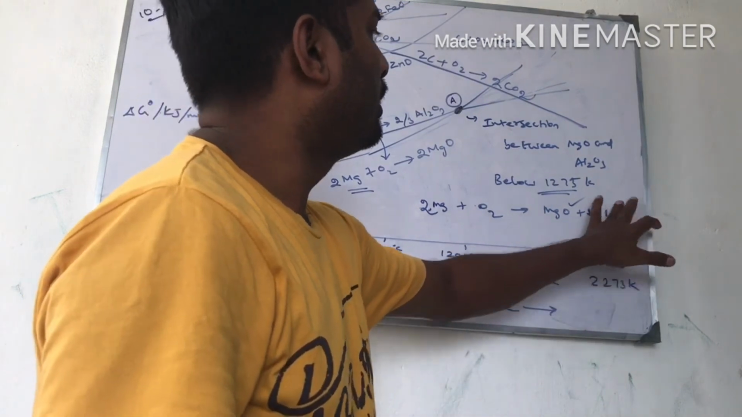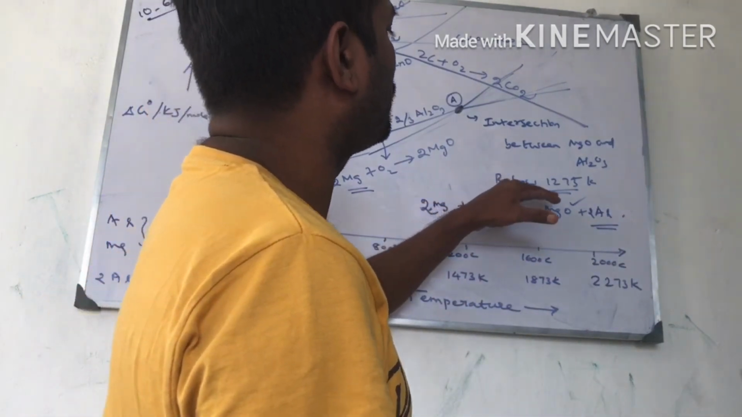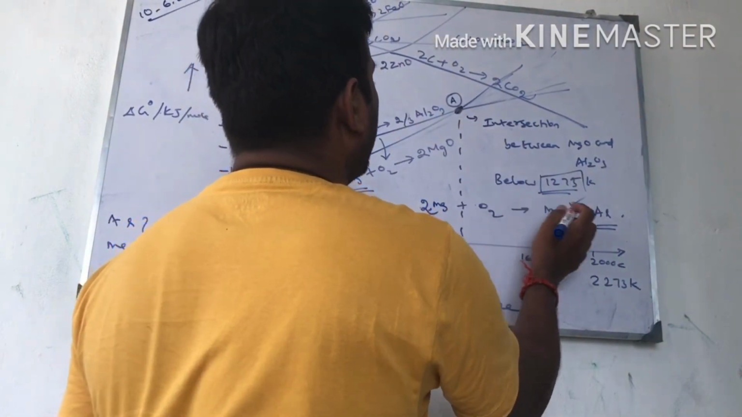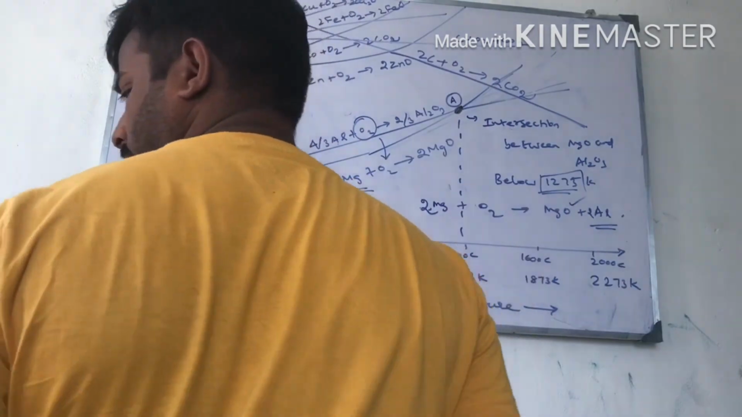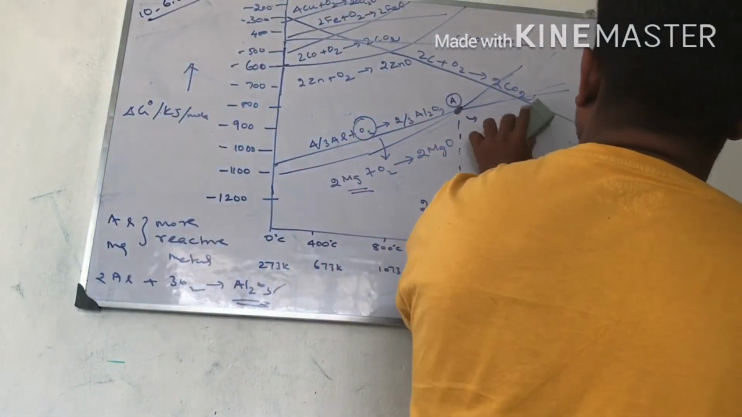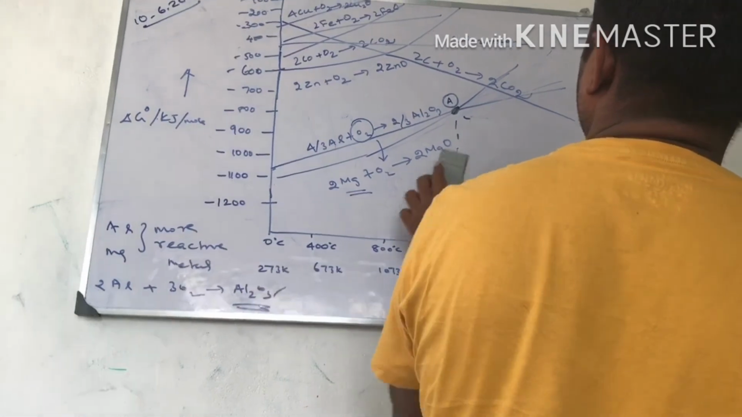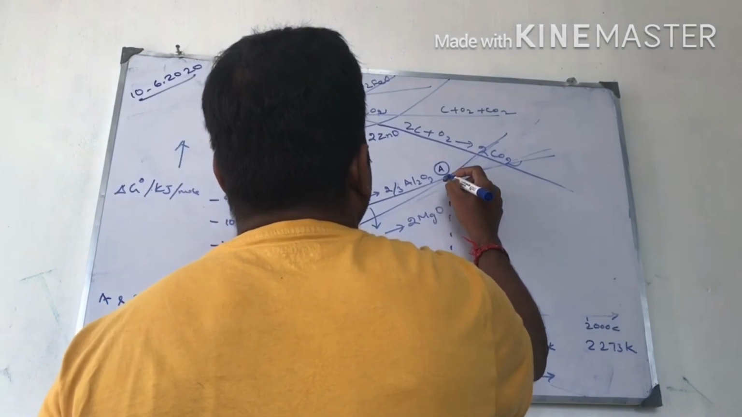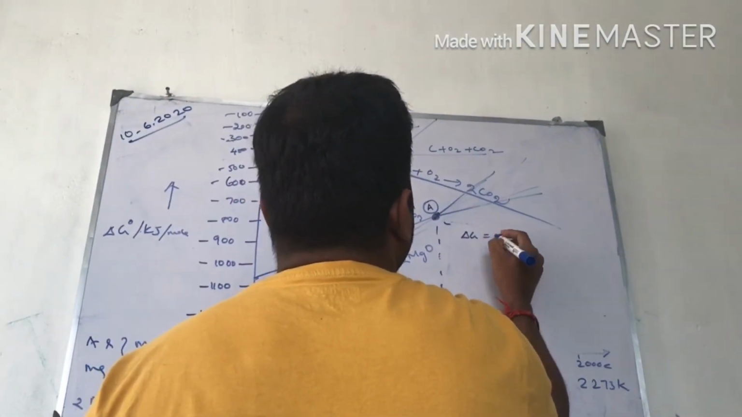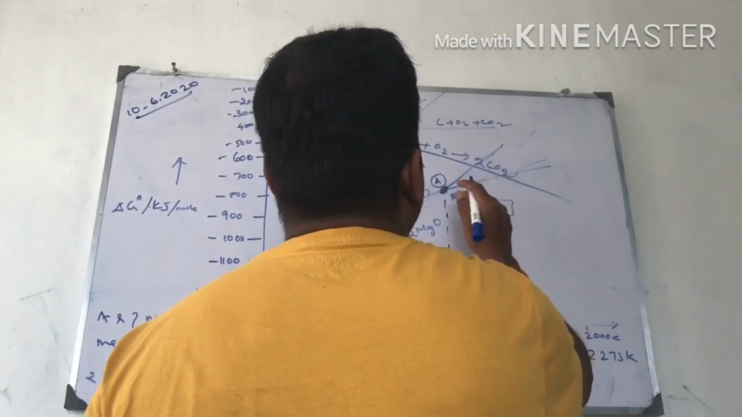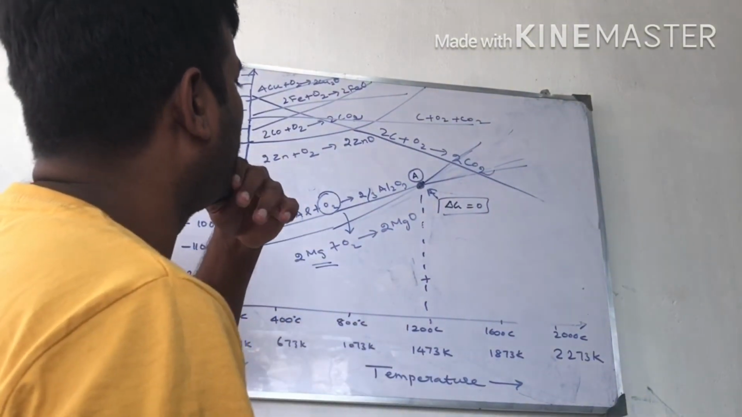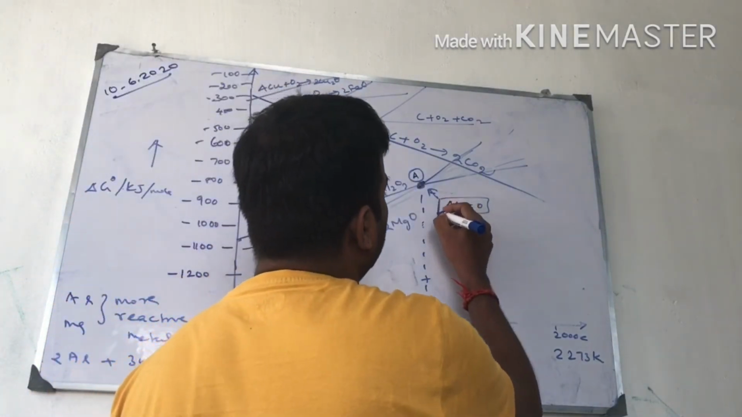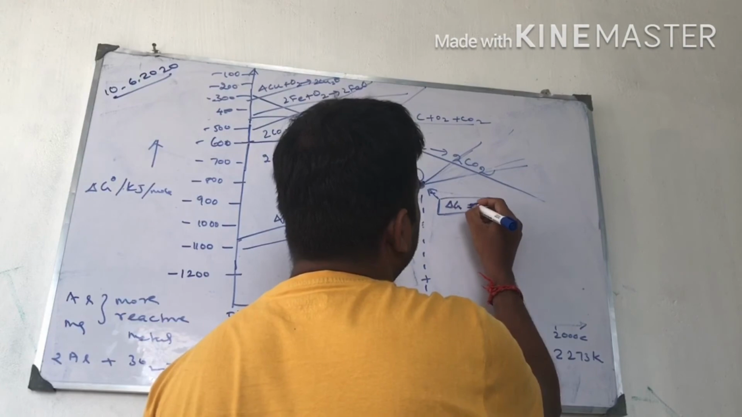This is the condition. Below 1275 Kelvin, magnesium can reduce aluminum. Above 1275 Kelvin, magnesium is not able to reduce the aluminum. This is a very important condition. This point of intersection is the meeting point where delta G is equal to 0. Here the two reactions are coupled, reduction takes place, and delta G is equal to 0, the equilibrium state.